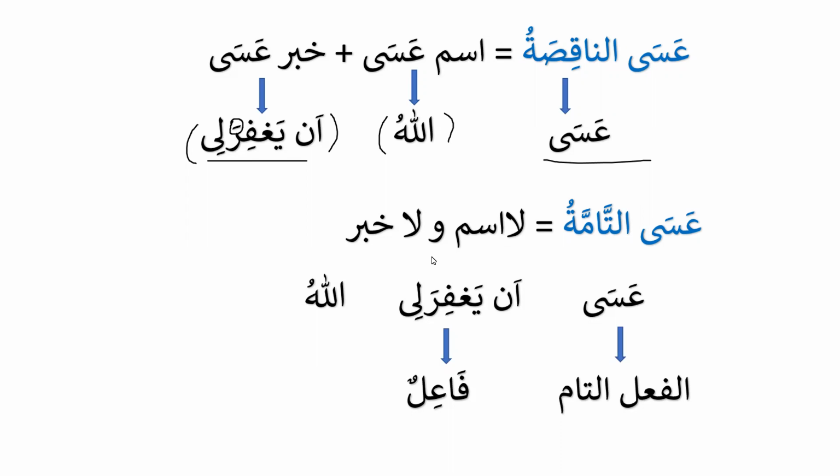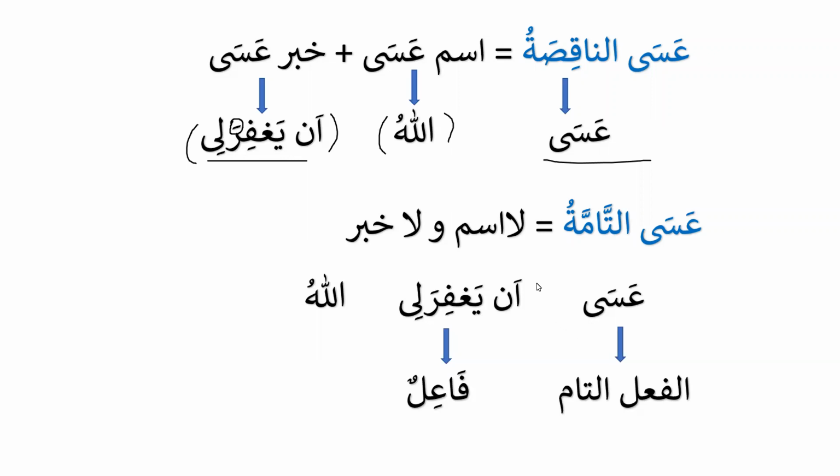Then we have asa at-tamma, la ismun wa la khabarun. So it behaves like a normal verb. For example, we say dhahaba bilalun. Dhahaba is the verb and bilalun is the fa'il, right? Similarly, we say kharaja bilalun, kharaja muhammadun, zaydun. Zaydun and muhammadun are the doer, and kharaja or dhahaba are the verbs. Now when you say it is at-tamma, that means it is behaving as a verb that is complete, and it does not need ismun wa khabarun anymore.